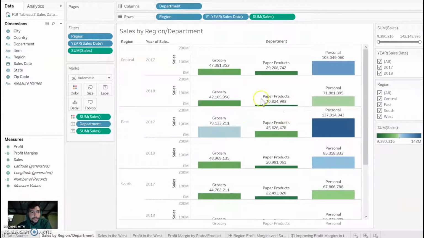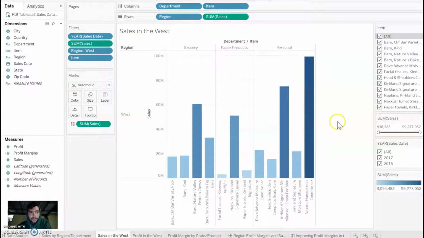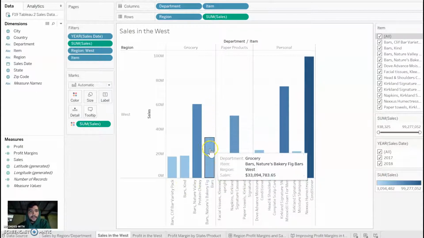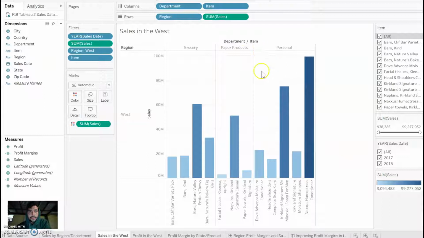So moving on to the next sheet, I decided to pick the West region because just from looking at the first sheet, it had the most sales, and I was interested in the region with the most sales and what they're doing to help out the other regions. With this sheet, I arranged the information by department and items. So you have the individual items down here and how much they have made in sales in each of the departments.